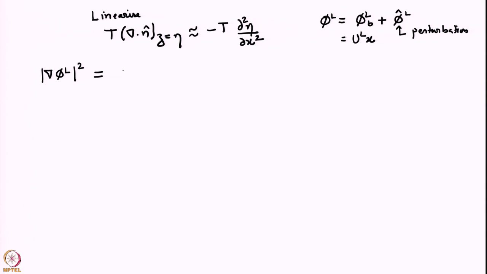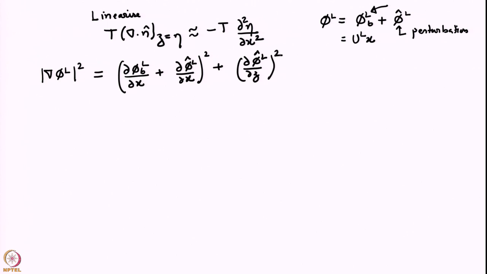So note that this quantity is just a function of x, it is not a function of z. So I am going to write this as del phi bl by del x plus del phi l hat by del x whole square plus del phi l by del z whole square. Note that there is no derivative with respect to z in the second term as far as the base state is concerned. That is because my base state is independent of z. I am doing it for the lower fluid, the velocity profile is uniform both in the upper fluid and the lower fluid. The only discontinuity exists at z is equal to 0, everywhere else the velocity is continuous. So the velocity potential is not a function of z.